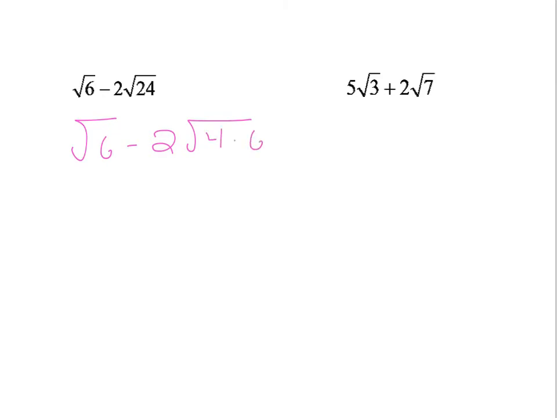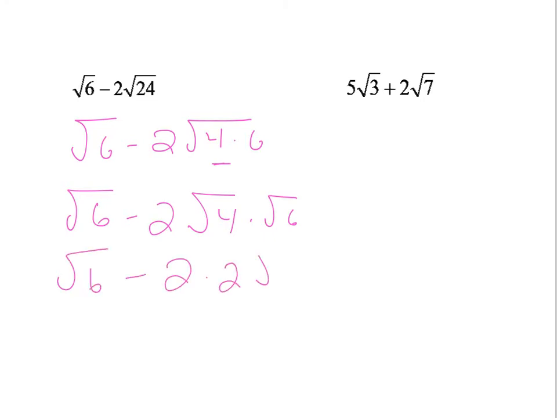Notice again, I'm choosing a number like 4 times 6 as opposed to 8 times 3, because for 8 times 3, neither of those numbers are perfect squares. However, root 4 is. So I have root 6 minus 2 times root 4 times root 6. Well, root 4 is just 2, so I have root 6 minus 2 times 2 root 6, which is root 6 minus 4 root 6, which is, as we just did in a problem like this, negative 3 root 6.